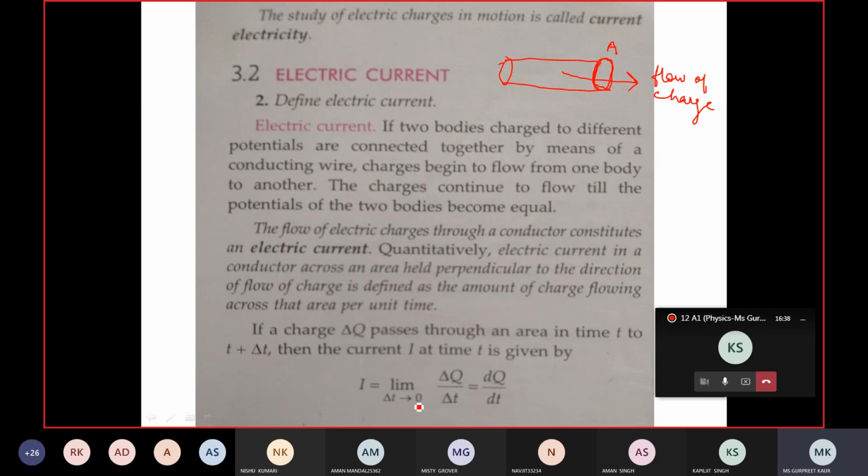So after putting this limit, delta t approaches zero, delta q by delta t आपका क्या बन जाएगा? dq by dt, where dq by dt is the differentiation of q with respect to time. Whenever we differentiate a quantity, we get another quantity at a particular instant. Like when you differentiate the quantity charge with respect to time, you get current at any instant. So current is equal to dq by dt.